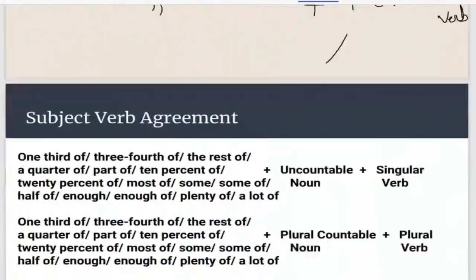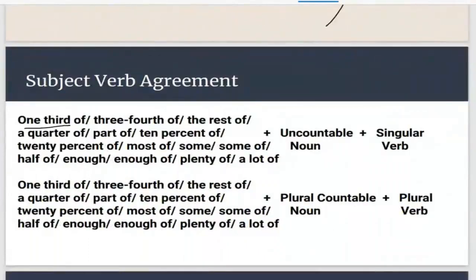There are certain fraction words. I'll be opening the rule. There are certain fraction words like 1/3 of, 3/4 of, the rest of, a quarter of, part of, 10% of, 20% of, most of, some of, half of, enough of, plenty of, a lot of. These are the words with which, if an uncountable noun is used in a sentence, then you will be using a singular verb with it.